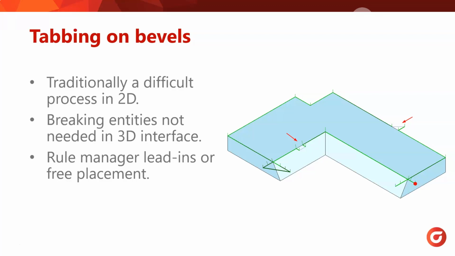With the new interface, it uses the rule manager to define tab lead-ins. But on top of that, we could use a freeform function where you could click wherever you want and add a tab and it'll appear. It's almost identical in application to manual tabbing inside SigmaNEST 2D. If you remember in SigmaNEST, all you have to do is click manual tab, and wherever you move your mouse and click, then the tab applies. That's exactly how it's going to work inside SigmaNEST 3D as well.